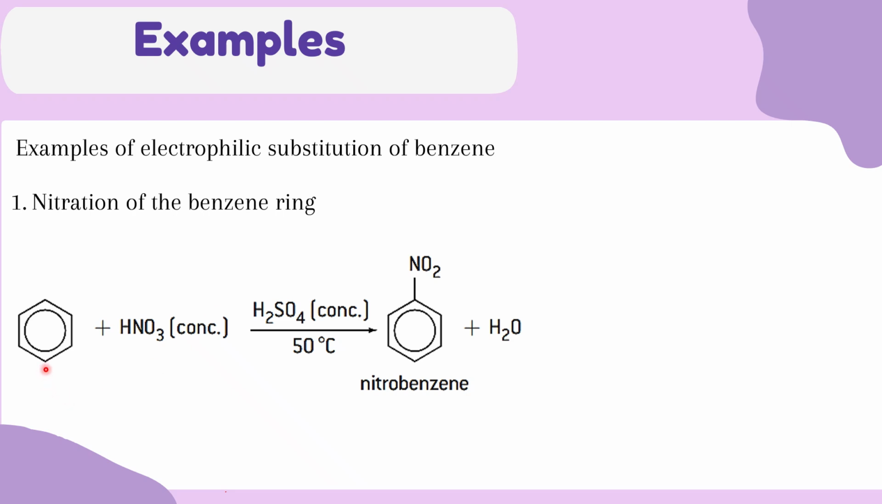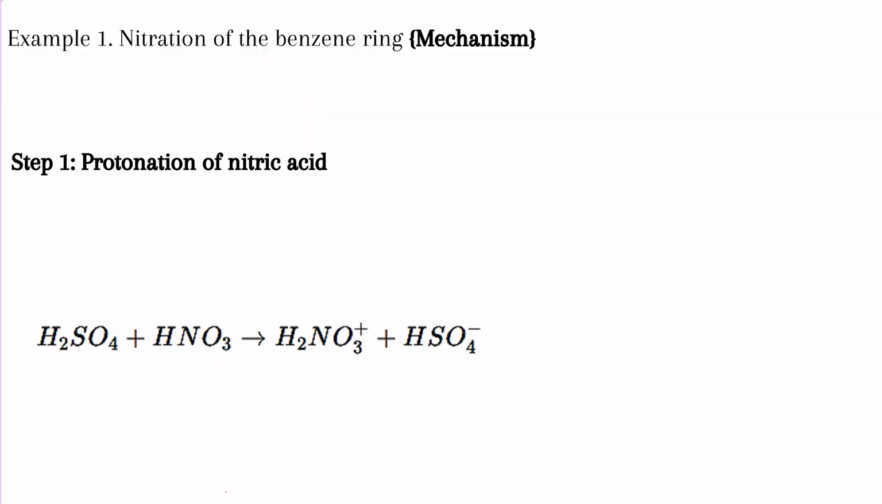Here is the benzene ring, and the reagents that we will require for this particular reaction are concentrated HNO3 and concentrated H2SO4. Now concentrated HNO3 plus concentrated H2SO4 together is called what? Nitrating mixture. The temperature that we have set is what? 50 degrees Celsius. So it will result in the formation of what? Nitrobenzene as the product. Now let us understand the mechanism behind it, so that we understand how exactly the substitution reaction occurs.